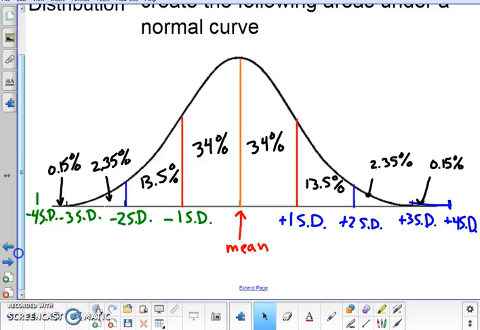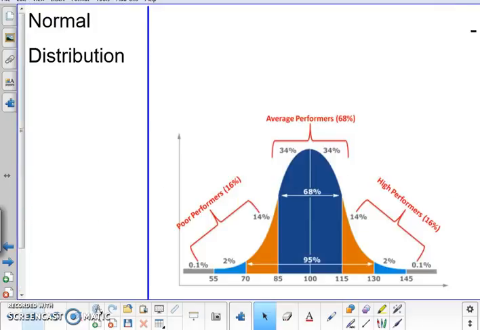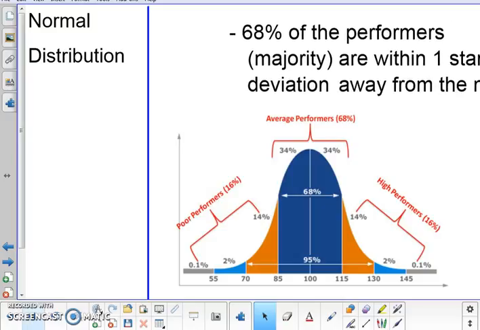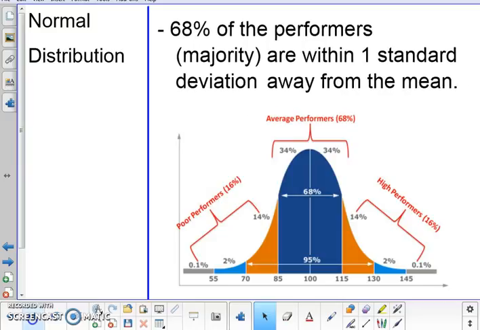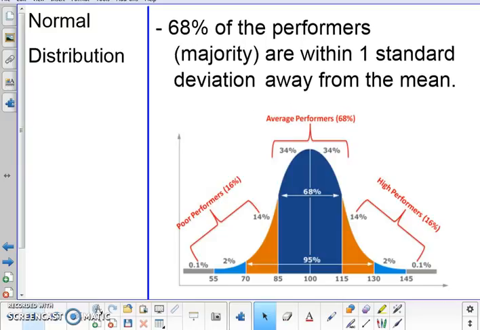So just to talk about these areas as a whole, the next slide is talking about your high performers, your average performers, your poor performers, and that area in the middle is usually a pretty big majority. So 68% of the performers, which is the majority, are within 1 standard deviation away from the mean, that 68% right in the middle there. So taking the 34 and the 34, adding them together.